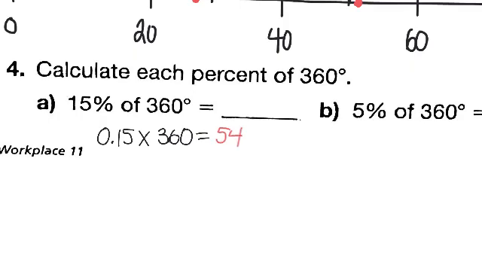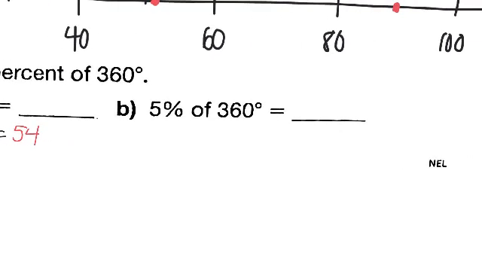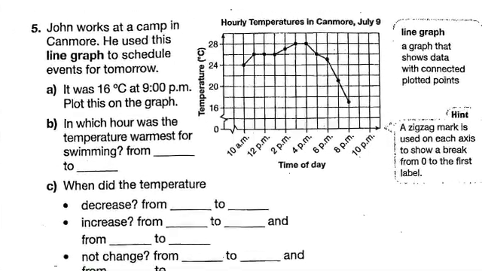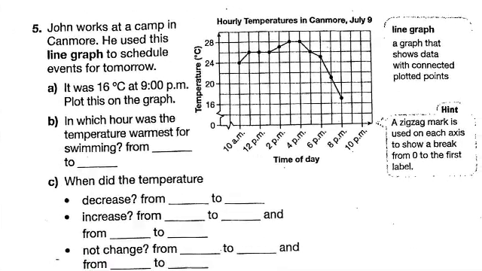And then we do the same thing over here on this one. So we're going to change 5% into a decimal. "Of" changes to times, 360 stays as is. We multiply those two together and we get our answer of 18. Now this information becomes a little bit more relevant a little bit later. All right, you're going to flip the page. We're going to continue on here.